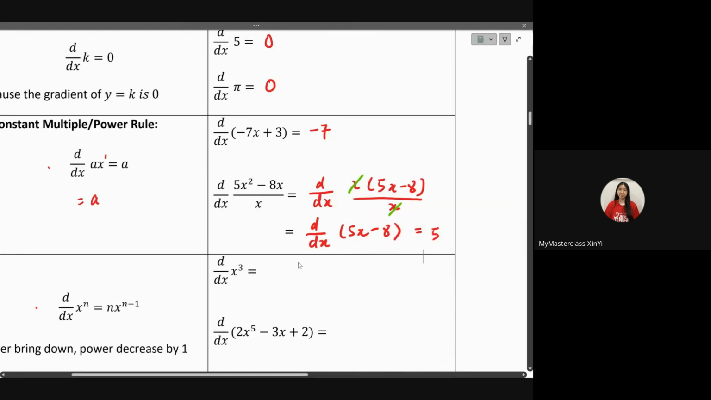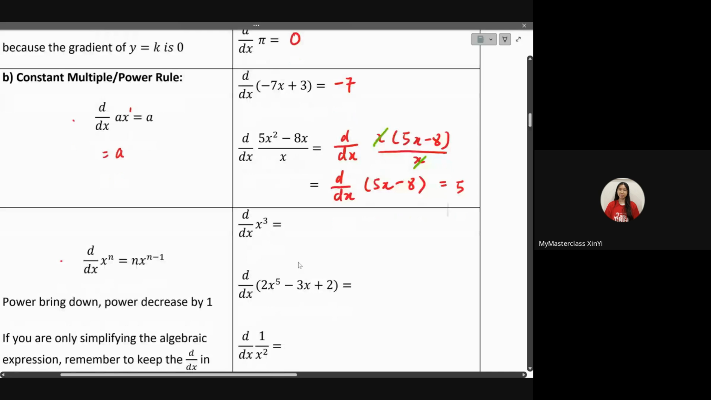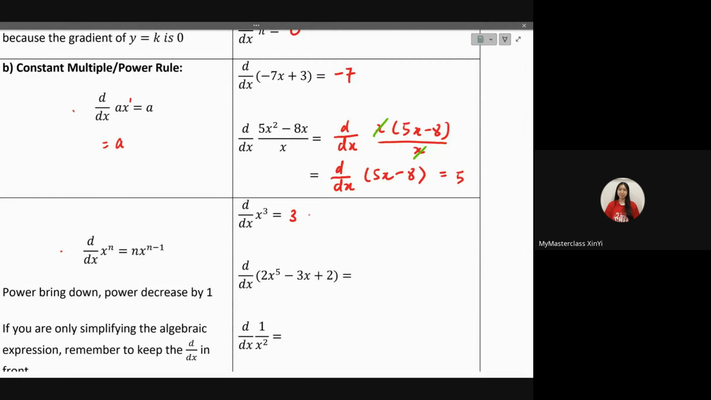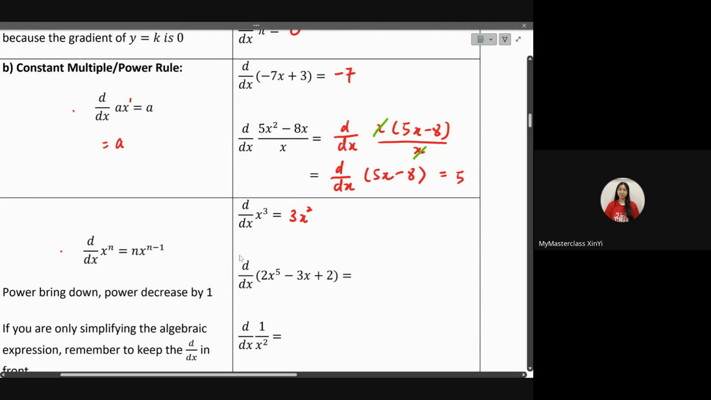Now the power rule also applies to any other power. So let's say for example x to the power of n. I bring down the power, then I subtract the power by 1. So drill this into your brain. For example, a very simple example: differentiate x cubed. I bring down the power, reduce the power by 1. So that's it. Drill this chant into your brain.